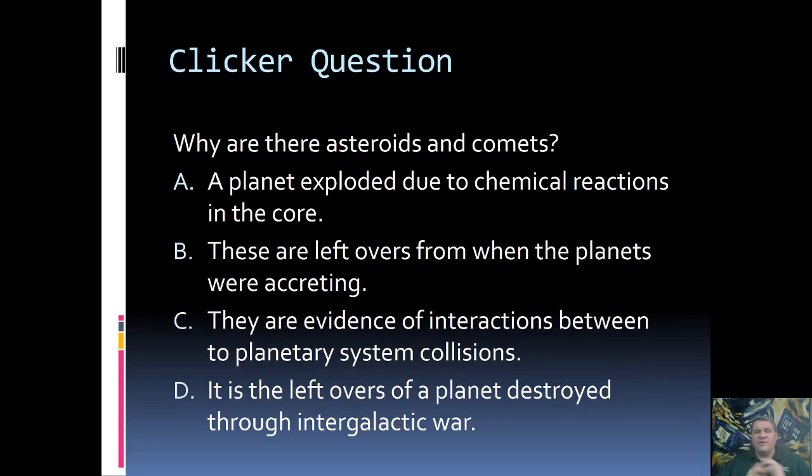Here is our third lecture quiz question. Why are there asteroids and comets? A, a planet exploded due to chemical reactions in the core. B, these are leftovers from when the planets were accreting. C, they are evidence of interactions between two planetary systems colliding. Or D, it is the leftovers of a planet destroyed through intergalactic war. Go ahead and think about it, and we'll discuss in just a bit.